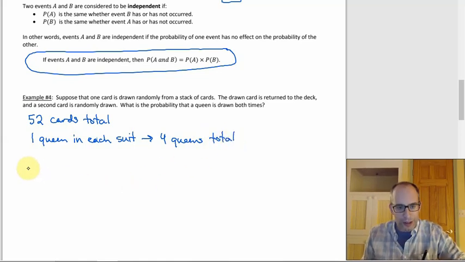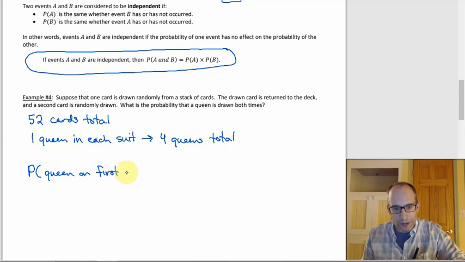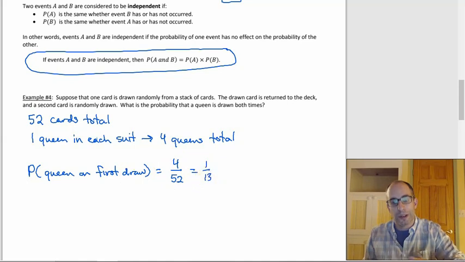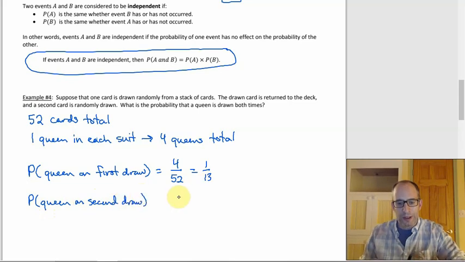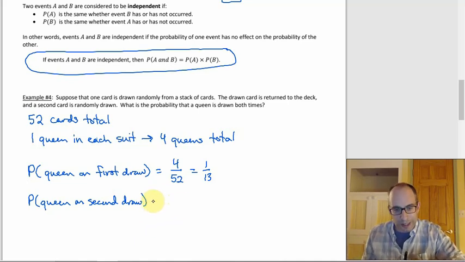All right. But then we have 2 draws of a card, right? So the probability of a queen on the first draw, if you just look at that one by itself, you'd say, well, there are 4 queens, there are 52 total cards, there should be 4 over 52, which would then reduce to 1 over 13, right? But then the probability of a queen on the second draw should be the same, right? Because the first card's replaced, you have a deck of 52 cards again. You're randomly selecting again. This is also going to be 1/13.